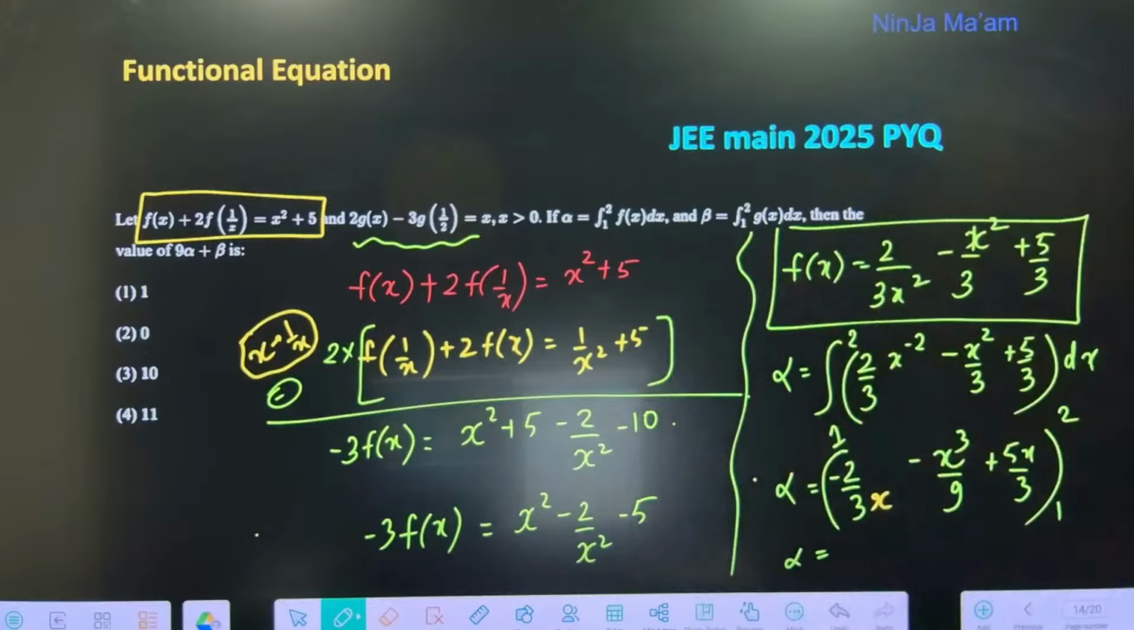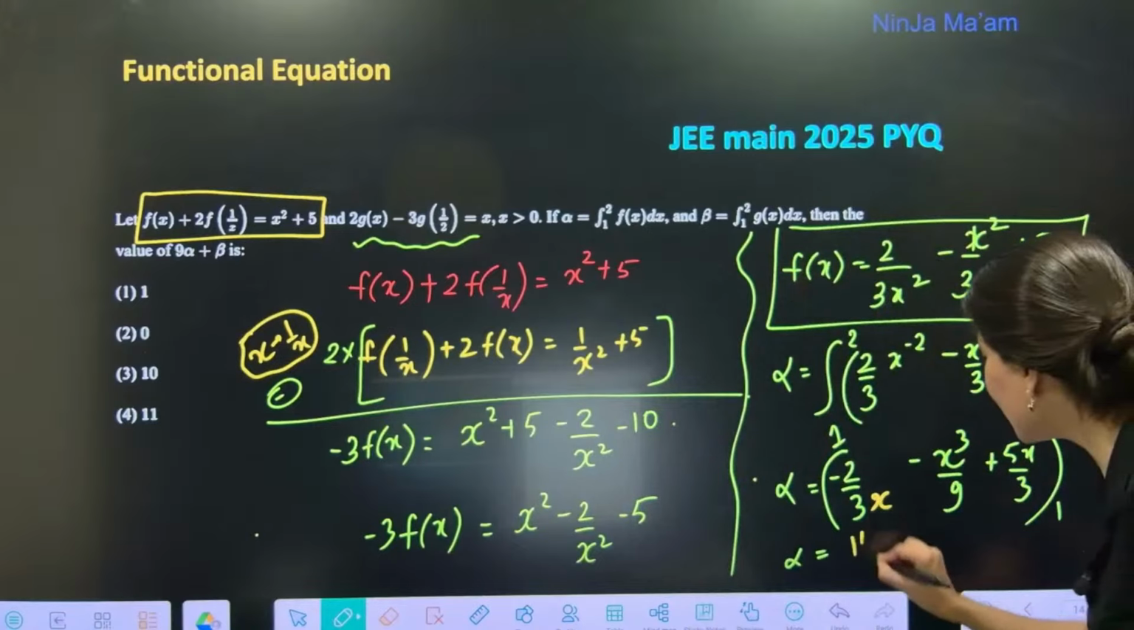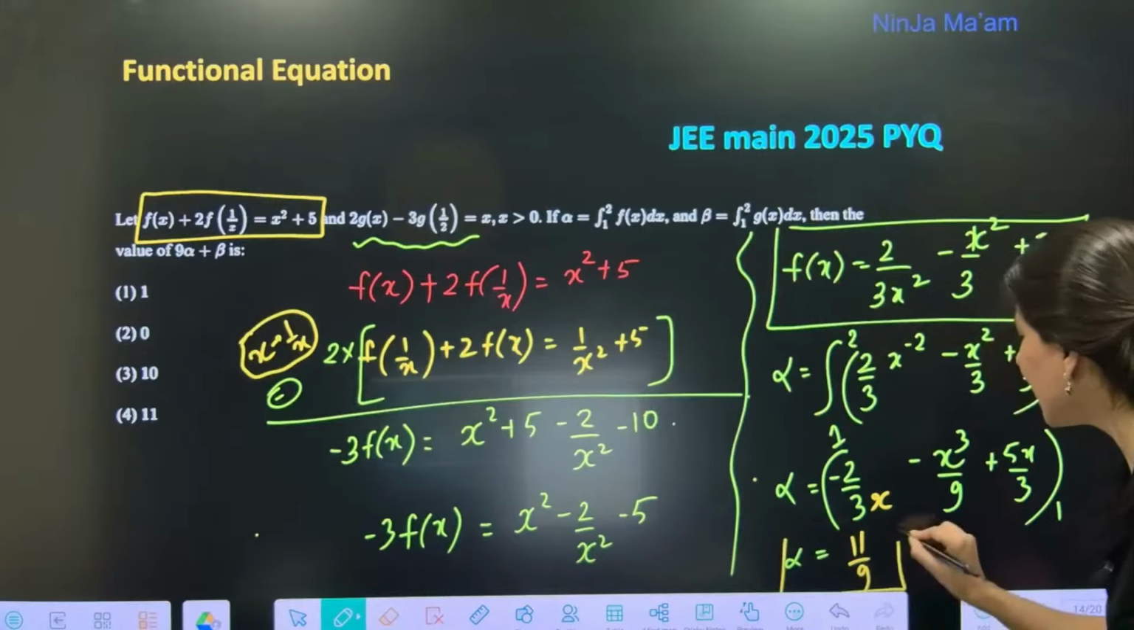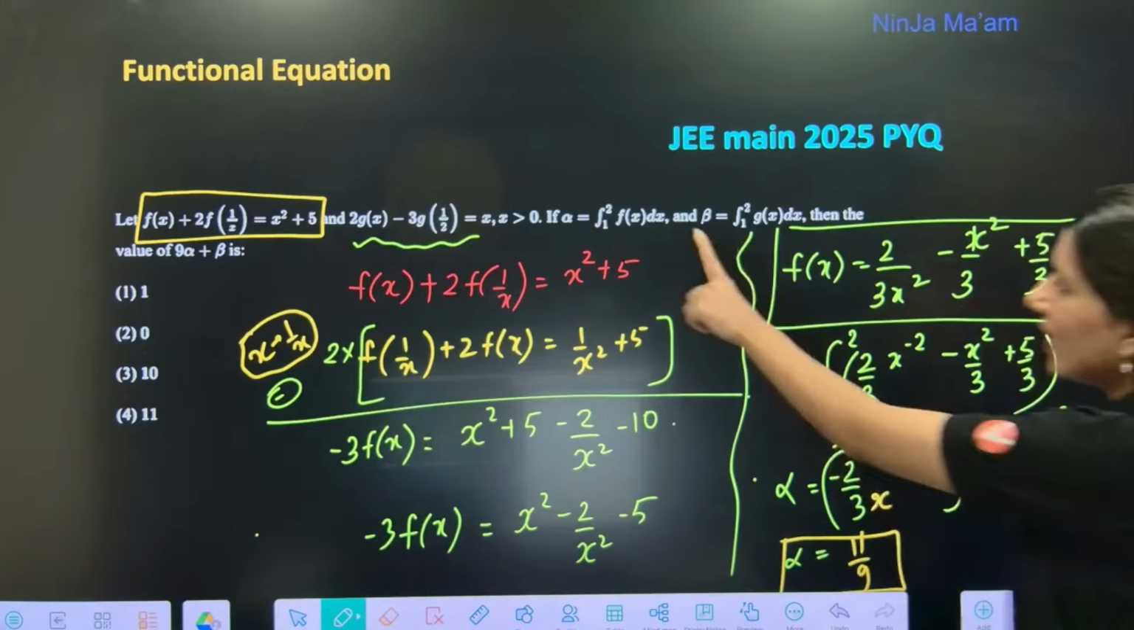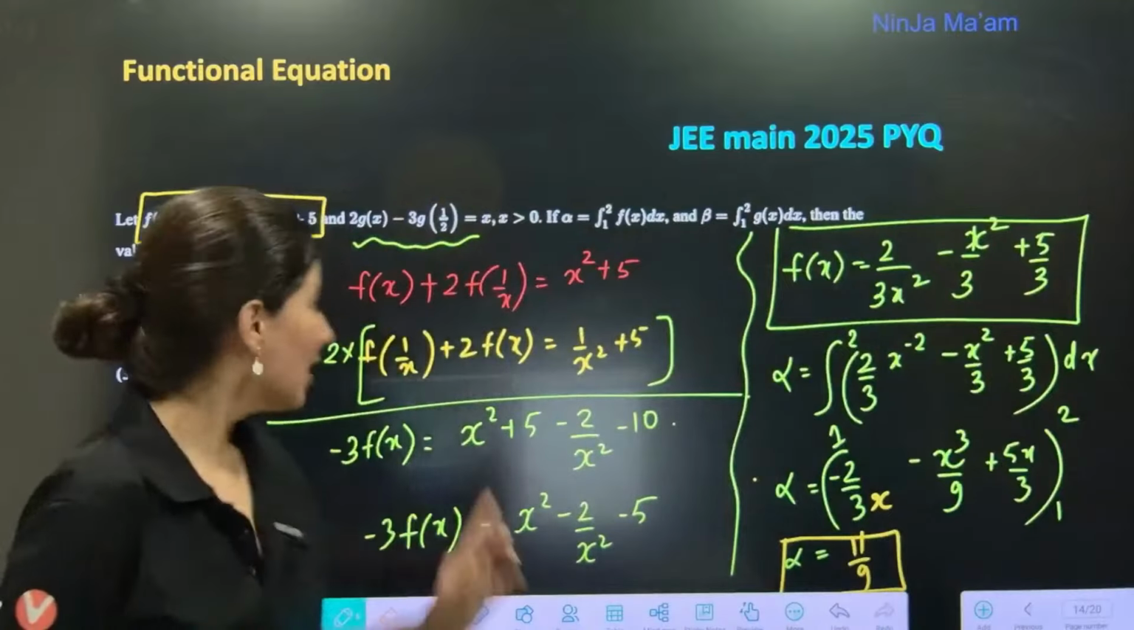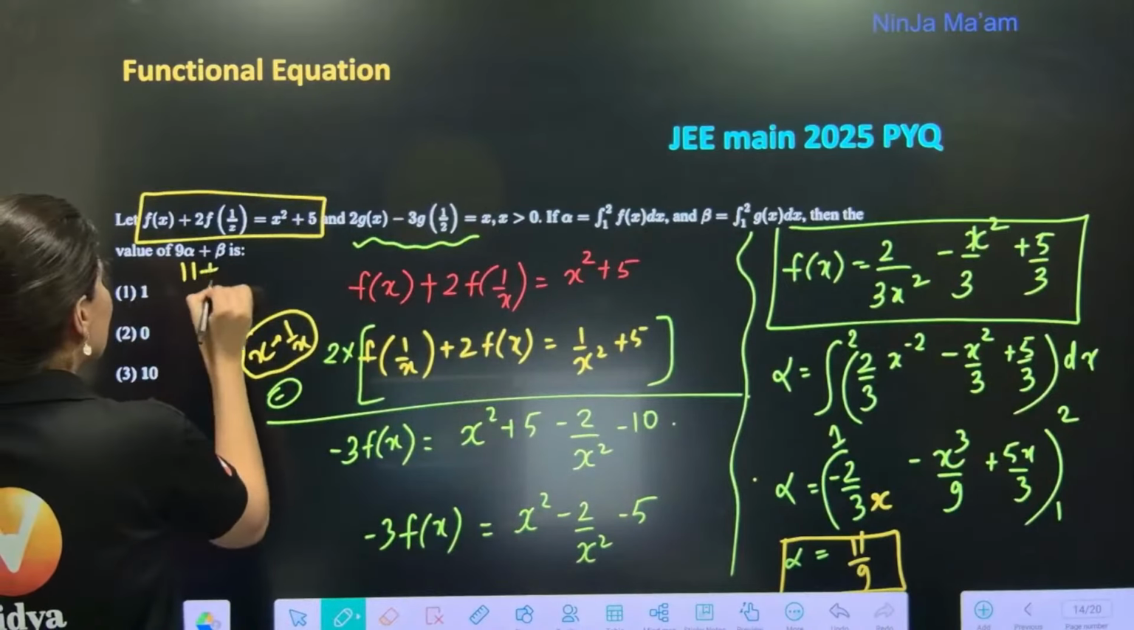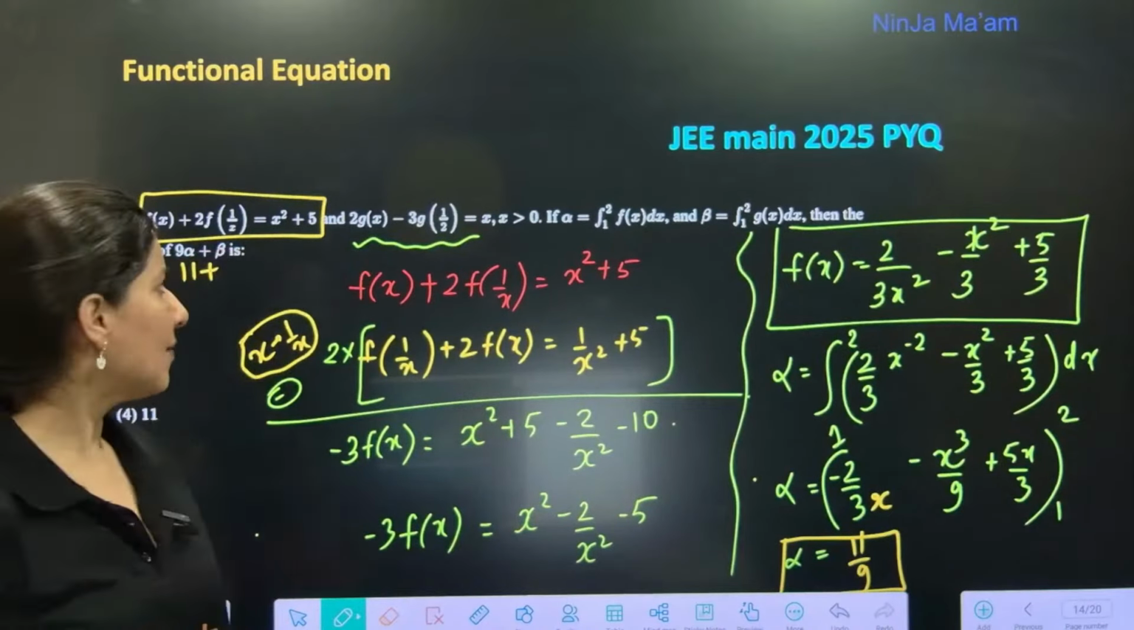So alpha, if you calculate, is going to be 11 by 9. Do the calculation. 11 by 9 will be your alpha. So 9 alpha will be 11 plus beta. How will you calculate beta, my dear students?